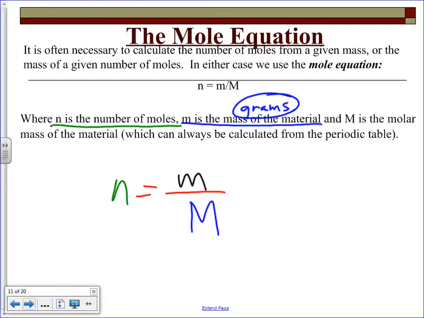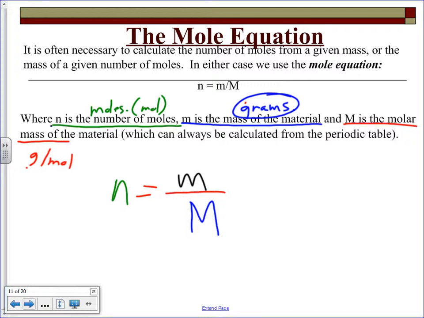Big M, capital M, is the molar mass. That's the thing we just figured out how to calculate, and that is always in grams per mole. Because molar mass is always in grams per mole, mass always has to be in grams. And what do you suppose the units for number of moles is? Moles, yeah. Actually, I should do that in green so it's less confusing. So this is in moles, or the abbreviation mol.